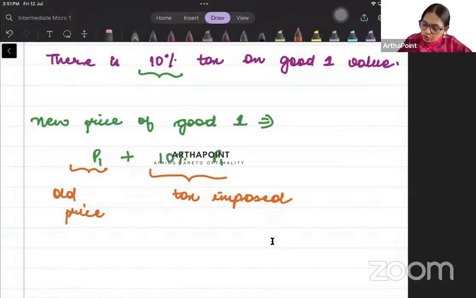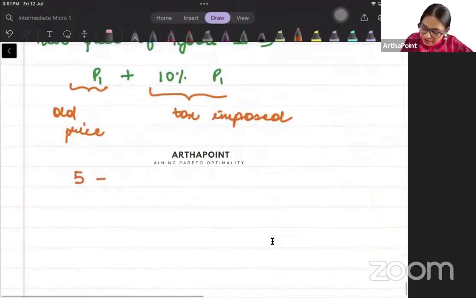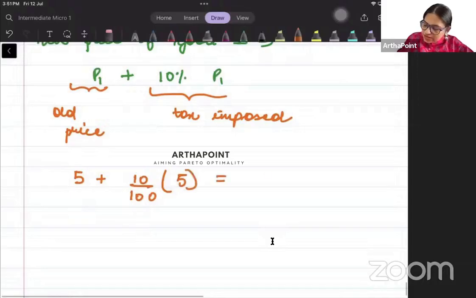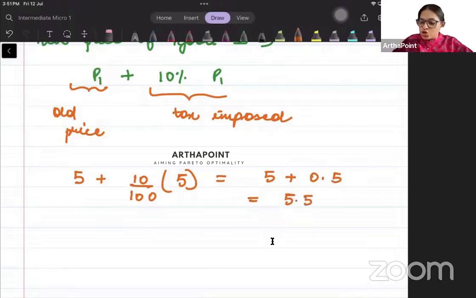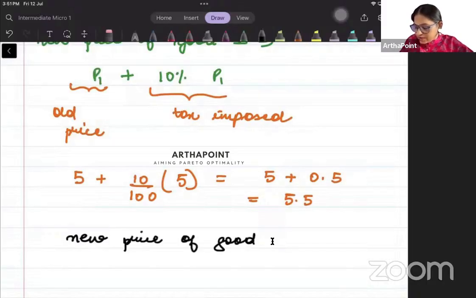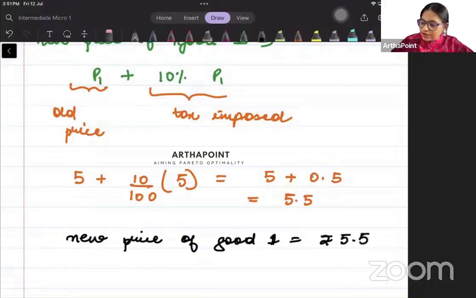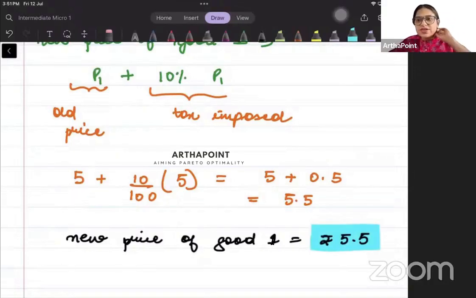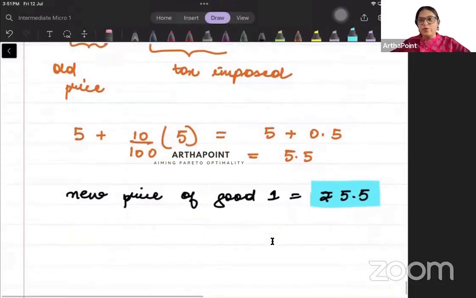Clear? So what will be your new price, beta? 5 plus 10% of 5. That means 5 plus 0.5. That means 5.5. So your new price of good 1 will become, beta, what? 5.5. ये आपका न्यू प्राइस हो जाएगा. न्यू प्राइस ऑफ गुड 1 will become 5.5.